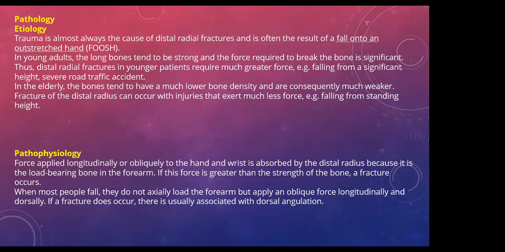The force applied longitudinally or obliquely to the hand and wrist is absorbed by the distal radius because it is the load-bearing bone in the forearm. If this force is greater than the strength of the bone, a fracture occurs. When most people fall, they do not axially load the forearm, but apply an oblique force longitudinally and dorsally. If a fracture does occur, it is usually associated with dorsal angulation.